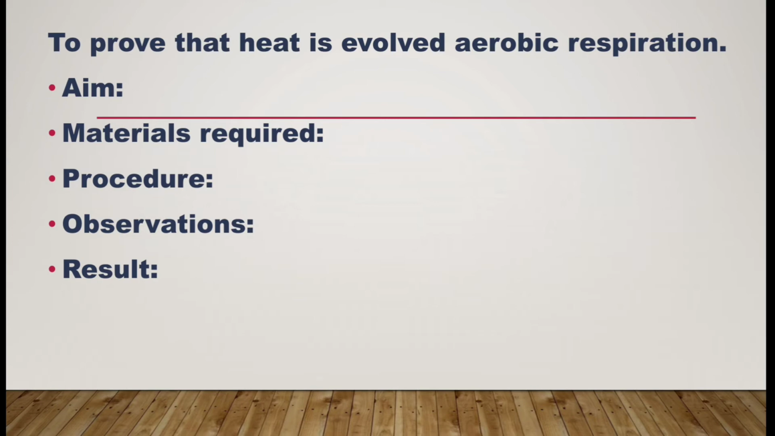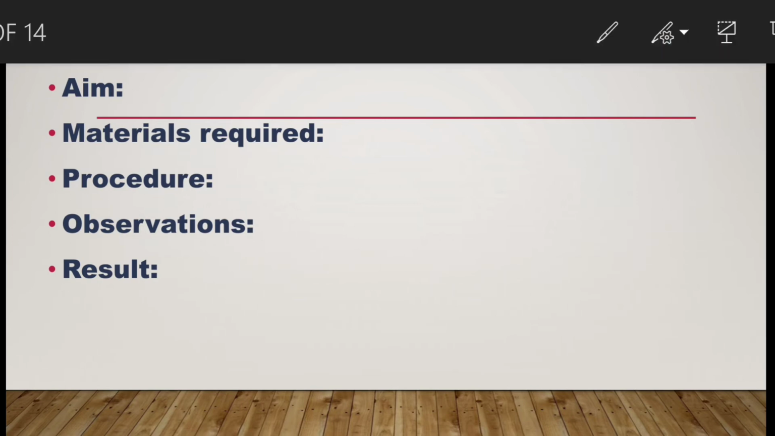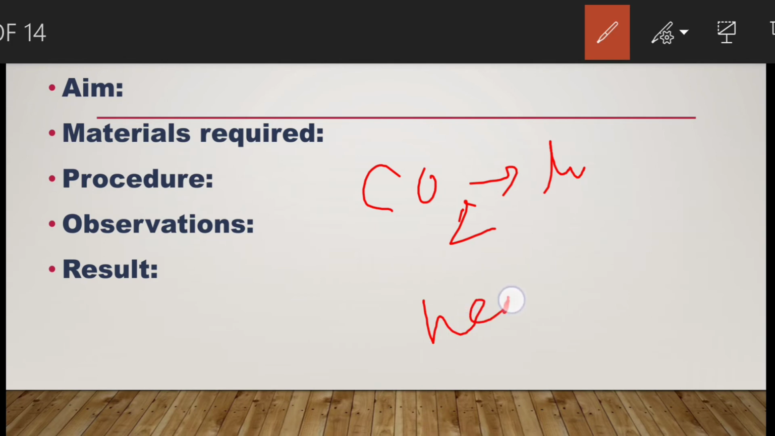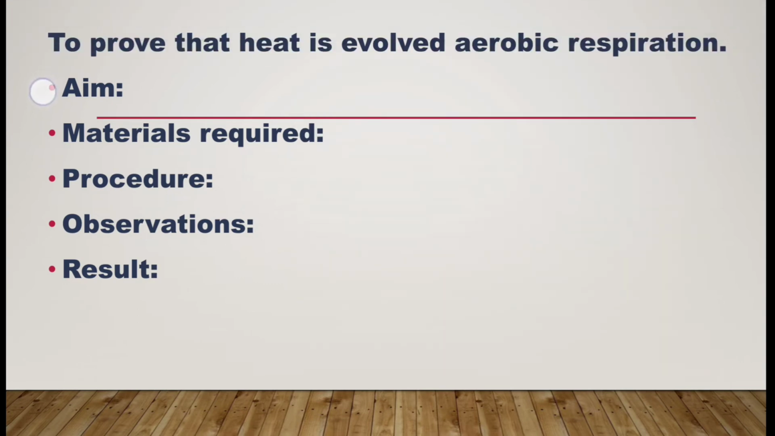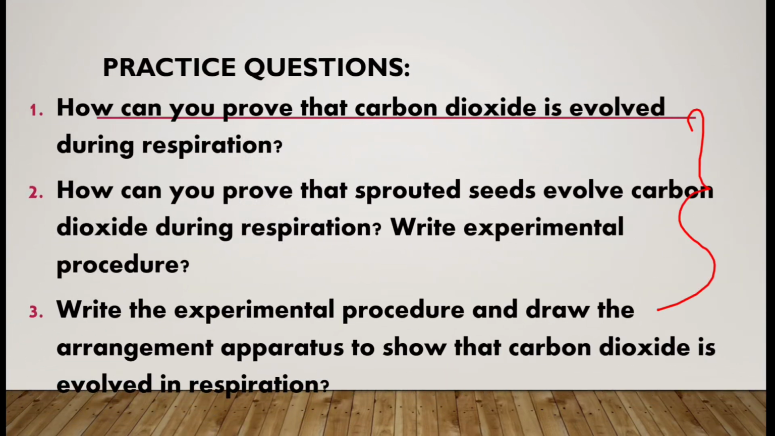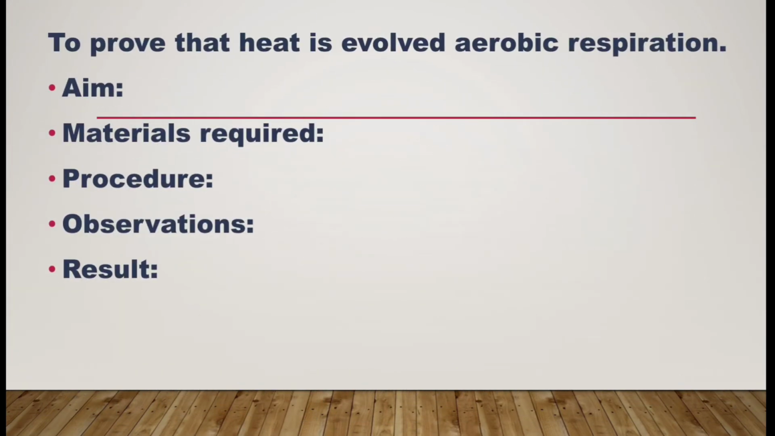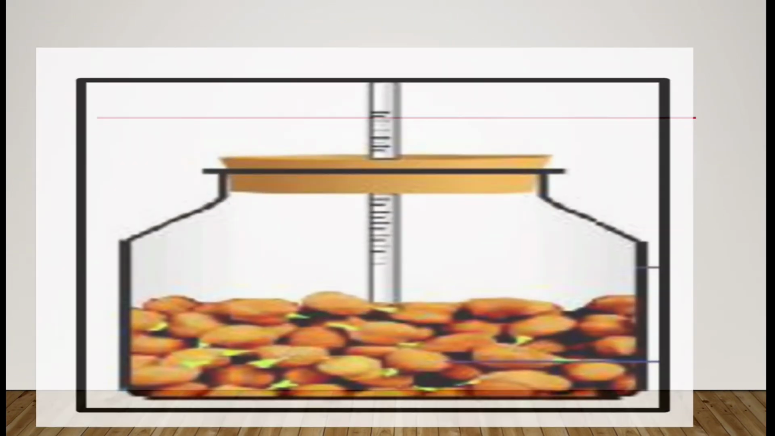In the previous experiment, what did we take? To prove that carbon dioxide is produced during aerobic respiration, we can use lime water. To prove that heat is produced, what do we have to use here? A thermometer. By using a thermometer, we can prove that heat is produced during respiration. So what's the aim? To prove that heat is evolved during respiration. And what is the material required here?